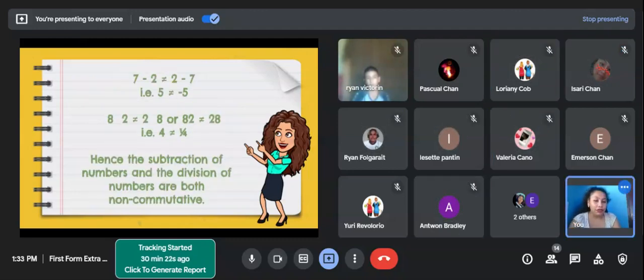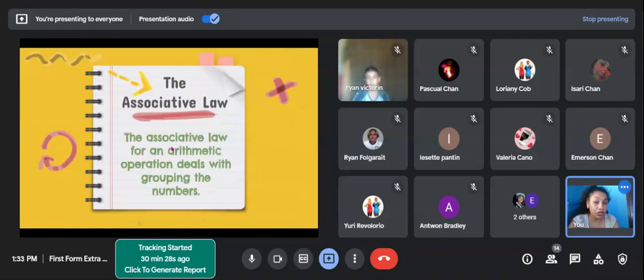Now, this does not work for subtraction and division, right? I just showed these because it does not work for subtraction and division. So when we're talking about number properties and number laws, only think about addition and multiplication. Those are the only ones that we think about.